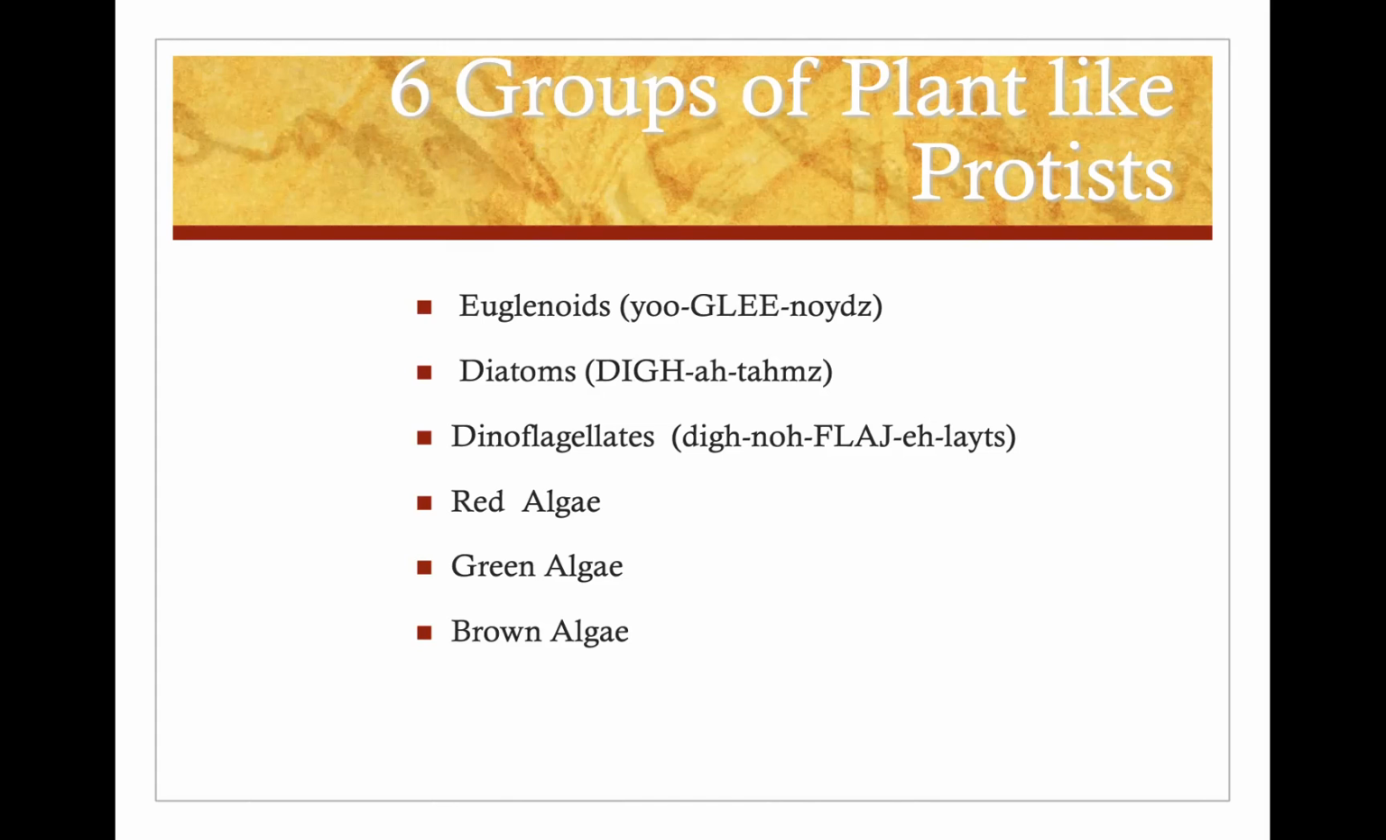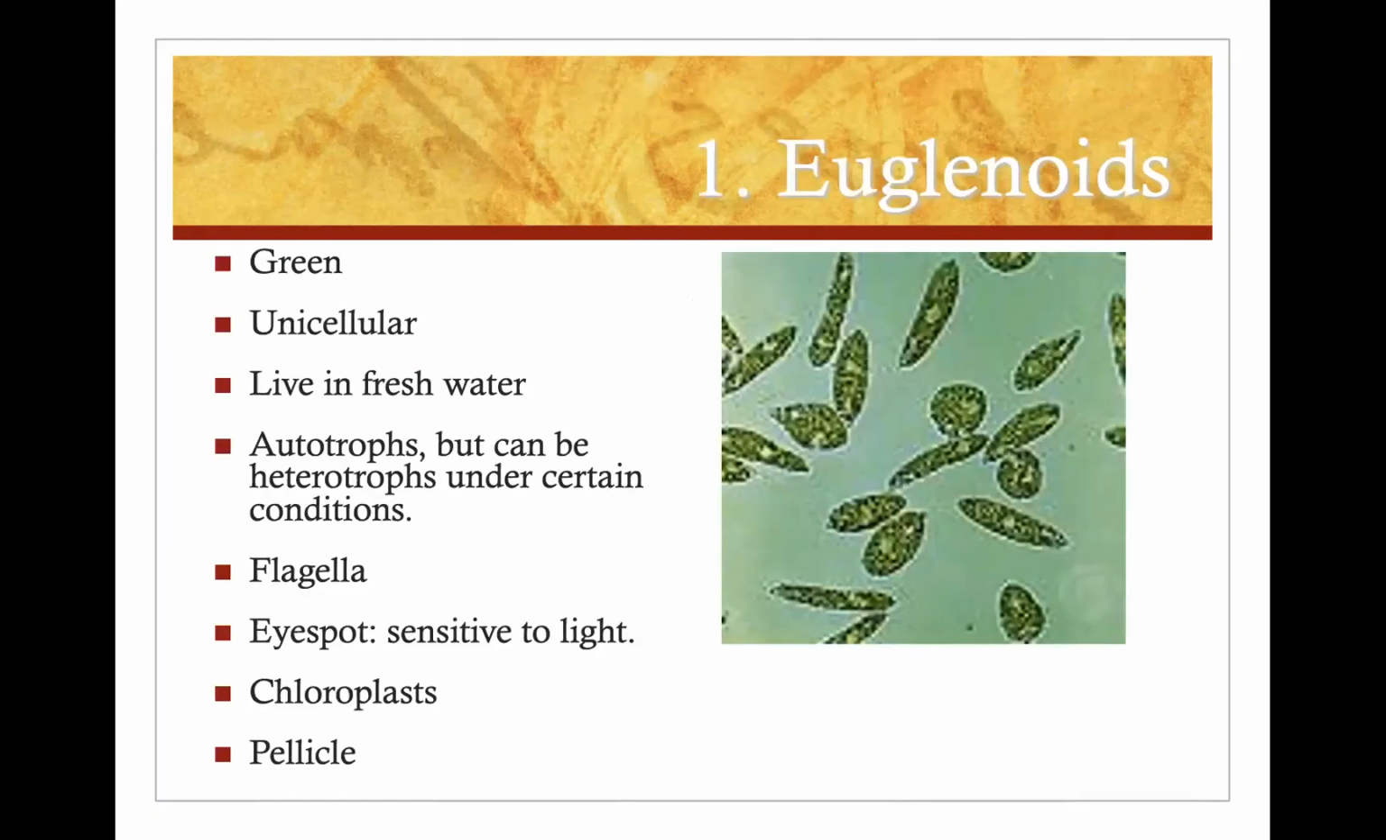So we're thinking about characteristics of the plant. These are photosynthetic organisms that contain pigment. Let's start with our euglenoids. Euglenoids are green, unicellular, and they typically live in fresh water. As I said before, they are autotrophs naturally, but can be heterotrophs under certain conditions. These organisms contain a flagella, but can be very sensitive to lots of light. They do contain a chloroplast, which is the site of photosynthesis, and this pellicle, which we mentioned before as that extracellular wall that surrounds the cell. So those are our euglenoids.